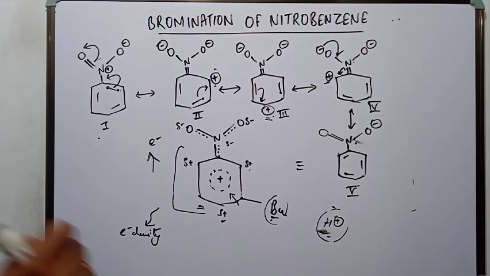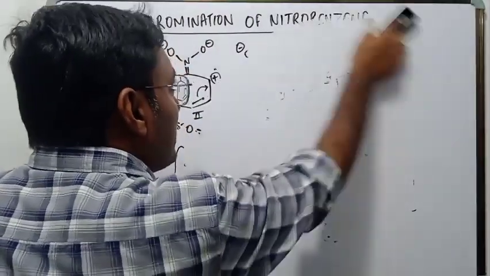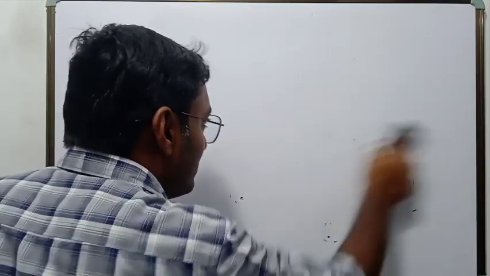The mechanism of the reaction is electrophilic aromatic substitution reaction. Now we know the product that is formed, we already answered that. We also know the mechanism by which that product is formed. Let us now look at the reaction. So what happens in bromination of nitrobenzene? Let us see that first and then we will explain the reaction.